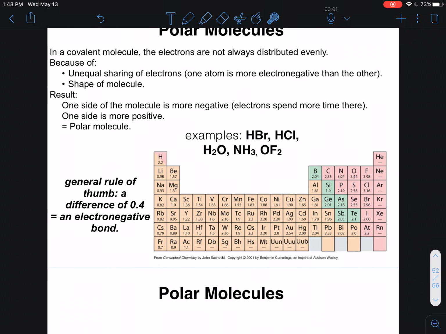Okay, so this is again just the same thing that I've been saying. These are all the electronegativities given for the periodic table. And again, if we're looking at a difference of, I said 0.4, but it's really 0.5, if it's greater than 0.5, we have a polar bond.